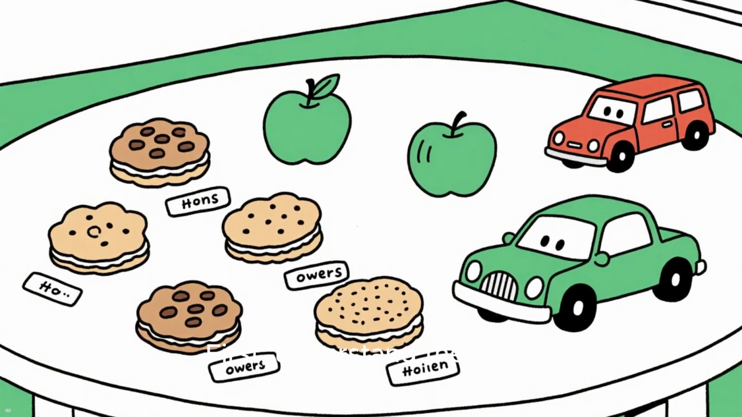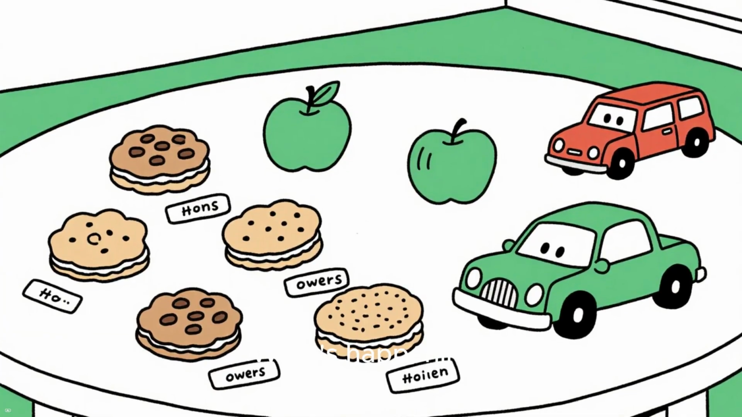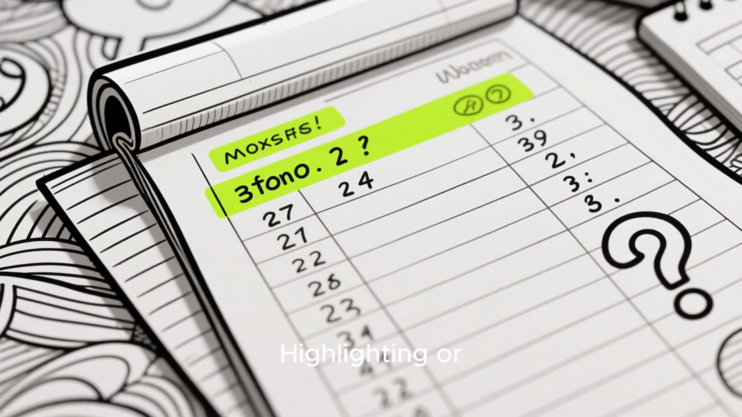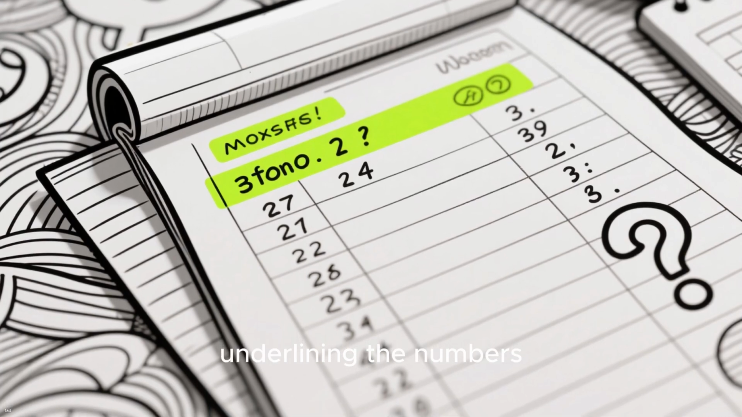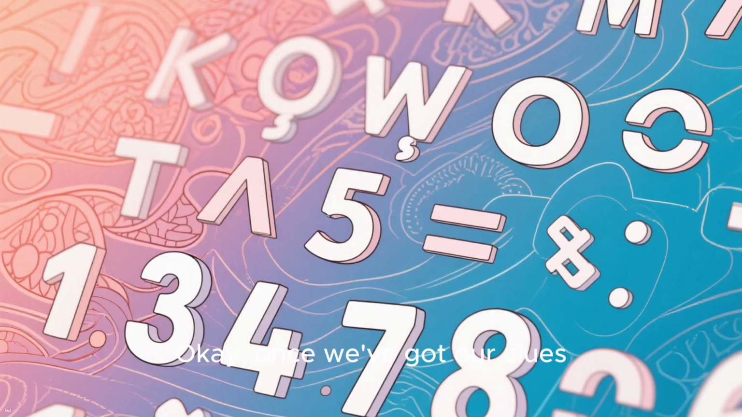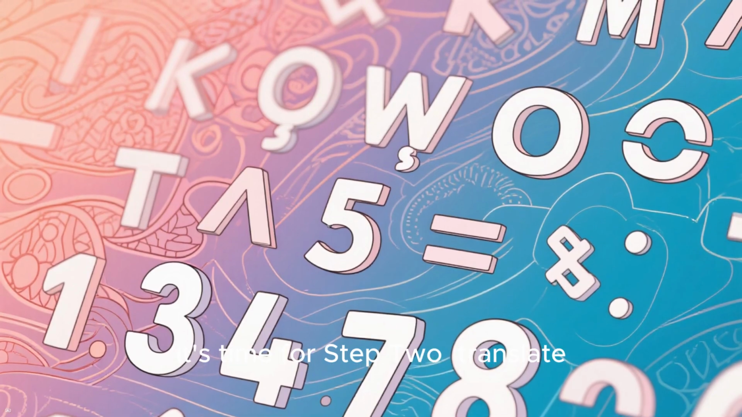Let's say the problem is about cookies, apples, or toy cars. First, understand the story. What's happening? Who has what? What are they trying to figure out? Highlighting or underlining the numbers and the question can be a huge help. Okay, once we've got our clues, it's time for step 2.